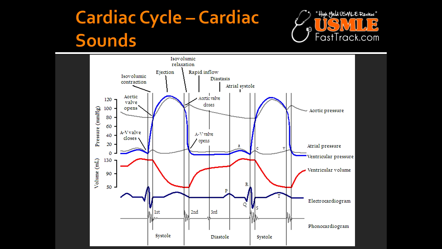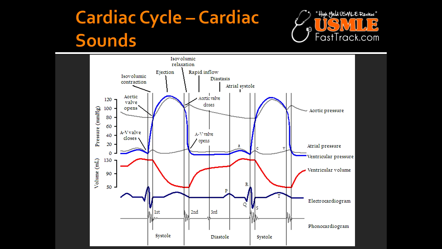What is the S1 heart sound? The S1 heart sound is when the mitral and the tricuspid valve close. It's heard the loudest at the mitral area. What is the S2 heart sound? The S2 heart sound is the aortic and the pulmonary valve closure. It's the loudest at the left sternal border.